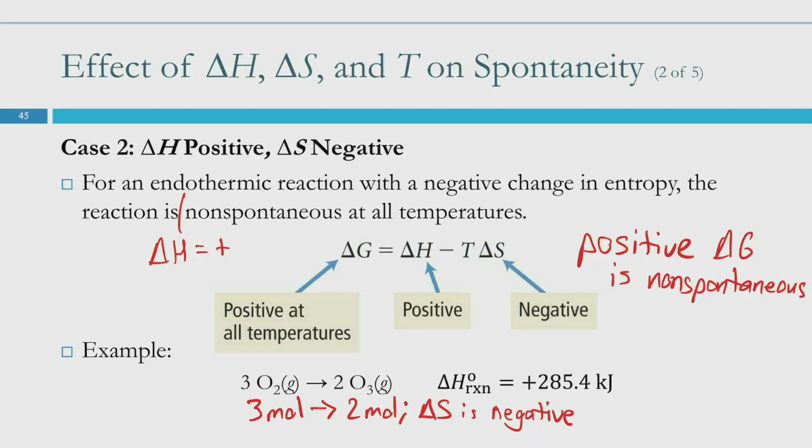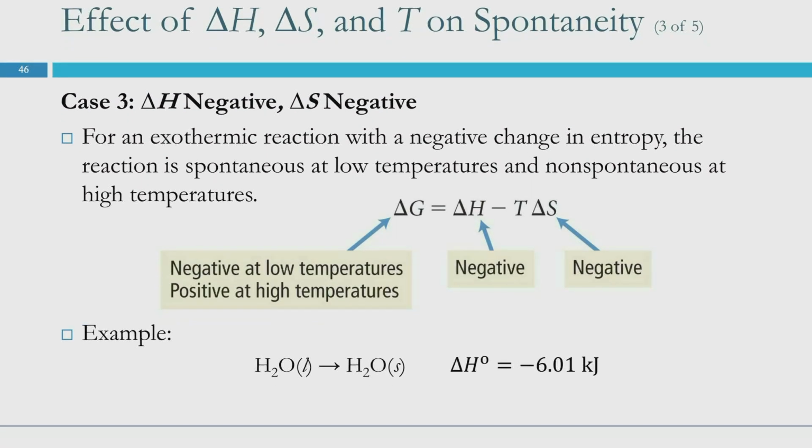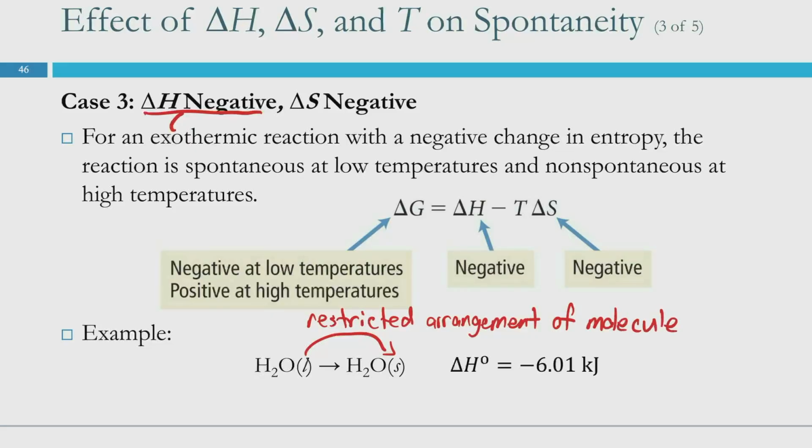And then we've got two other situations where our terms end up with different signs. We have an exothermic reaction, so our delta H is negative with a negative change in entropy. In this case, our example, we've got a restricted arrangement of molecules. We're going from a liquid to a solid. They have less freedom, less ways to express their energy. So going from a liquid to a solid, that's going to be a negative change in entropy.